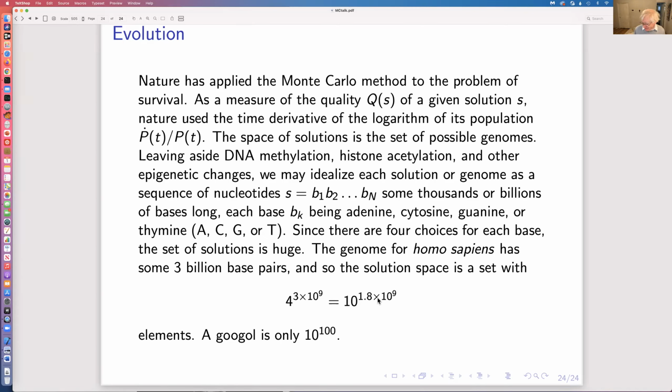obviously just absurdly big, because a Google, after all, is only 10 to the 100. This is 10 to almost 2, raised to the power almost 2 billion. So that's why evolution works. That's why some dirty water billions of years ago was able to turn into Edward Witten, who gave us the colloquium last Friday. That's what I call progress.